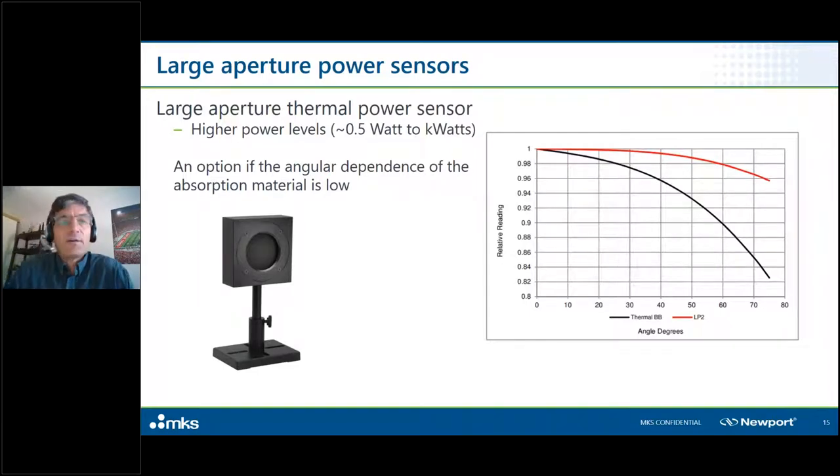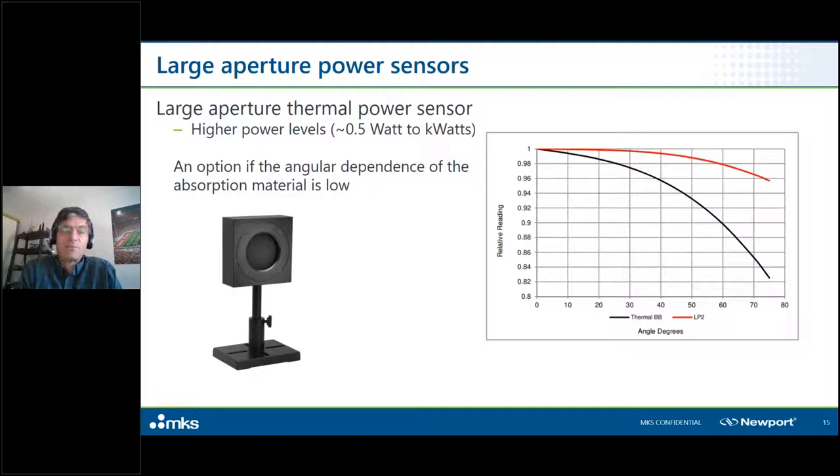Now, it is possible, rather than using an integrating sphere, to use a regular thermal detector directly and just make sure you capture all the light onto the surface of the detector. The only thing you need to make sure of is that you have an absorbing material that has a low angular dependence. So that is an option. These detectors typically work at about half a watt to kilowatt powers. And so this may not be practical for small VCSELs that might be putting out a few milliwatts. But if you have a higher power source, it is possible to just use a high power thermal detector with a coating that has a low angular response.